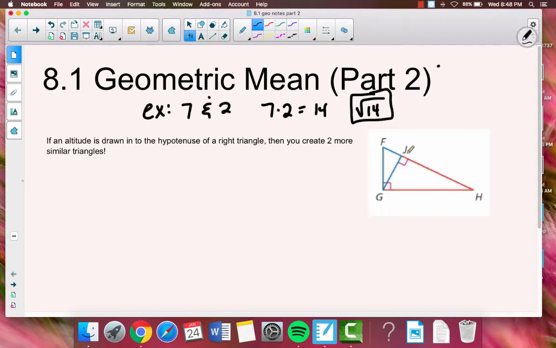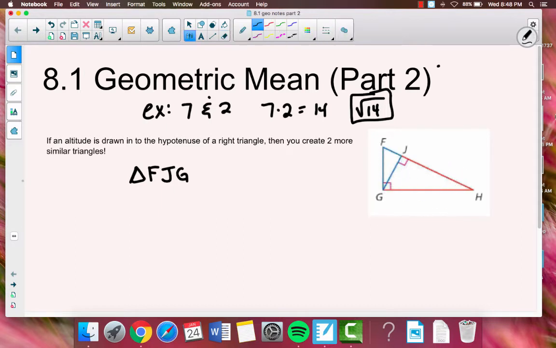So I'll name the little triangle first. I'm going to say triangle FJG. So notice that I started from one corner, I went along the short side to the right angle, and then I went up the long side and then down the hypotenuse. You want to make sure that you can identify the direction that you go, and that's going to make it a lot easier to name the other triangles.